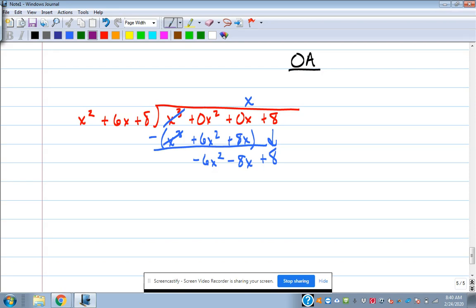Now, what times x squared gets me negative 6x squared? Negative 6. Subtract. Let's go away. It ends up being positive 36. Should be 28. And it ends up being positive 48, and 8 would be 56. Now, does this 28x plus 56 even matter? Why or why not?